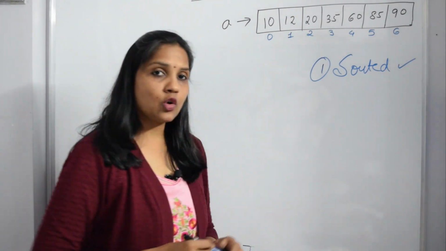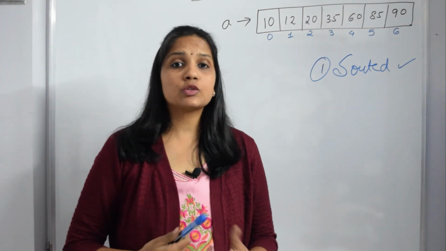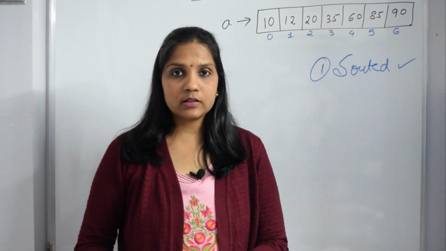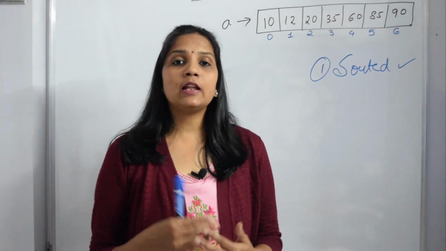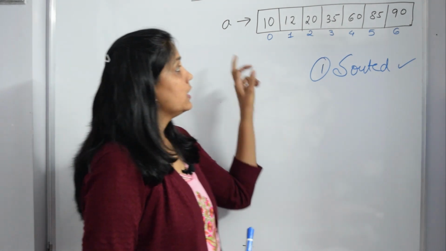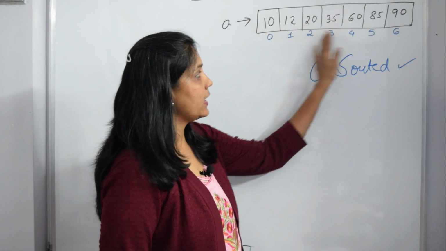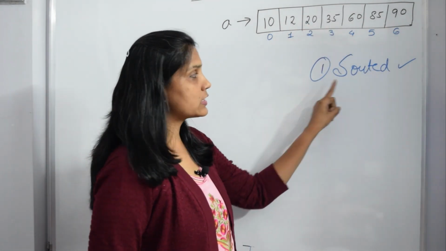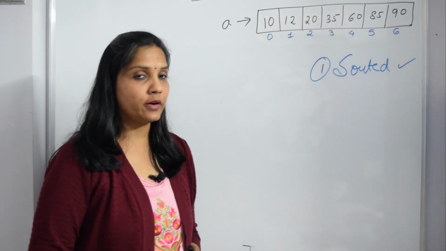If your array is not sorted, you can use bubble sort or selection sort. We have discussed the sorting algorithms in the previous videos. The link for the same is provided in the description for you to refer. I have assumed that my array is sorted, so 10, 12, 20 and so on. First condition, the array needs to be sorted.